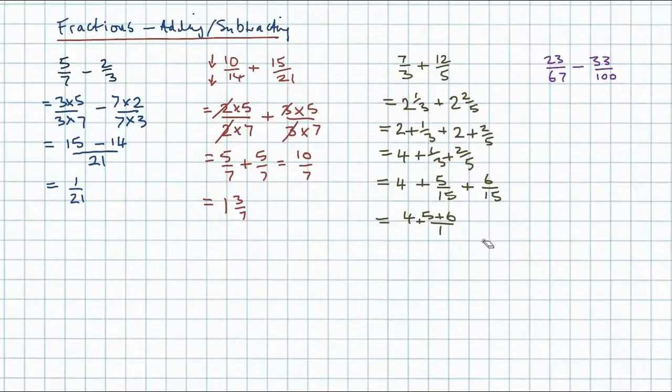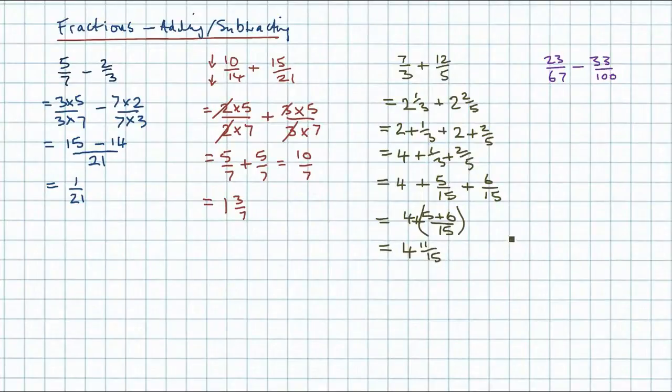Okay, so 5 plus 6 over 15. I can bracket that if you like, make it easier to see. There we go, that's just a plus sign. And now we've got our answer, 4 and 11/15.